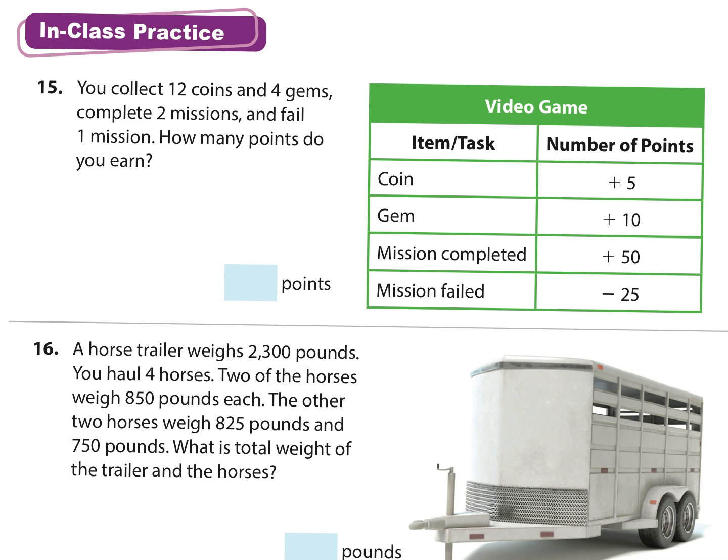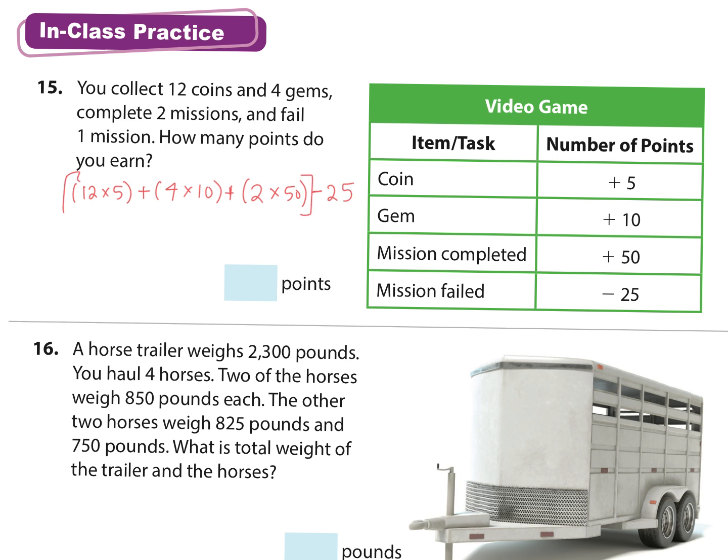5 times 12, maybe 12 times 5. Okay. And then I'm going to add that to how many gems I have. How many gems did I collect? 4. And what's a gem worth? 10. So 4 times 10. I'm going to add that also to how many missions I completed. So a completed mission, I had 2 of those. And how much are those worth? 50. But then I fail a mission. And what happens when I fail a mission? I lose points. So I'm going to subtract 25 from all of that.